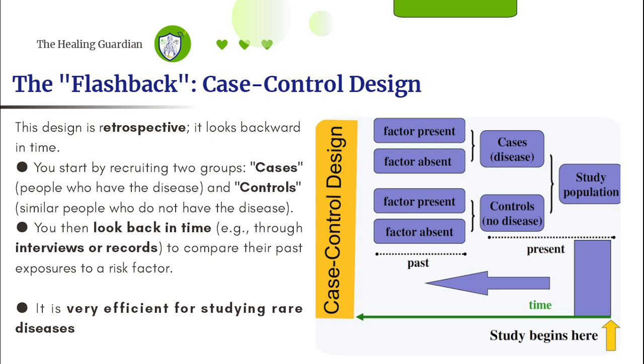You may either do interviews or use records. It is very efficient for studying rare diseases, and that is when it is appropriate. Otherwise, cross-sectional and cohort studies provide more information compared to case control. Its main limitation is recall bias.